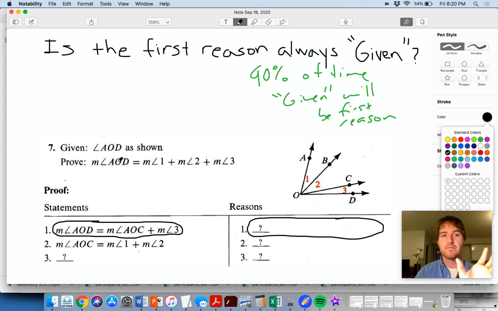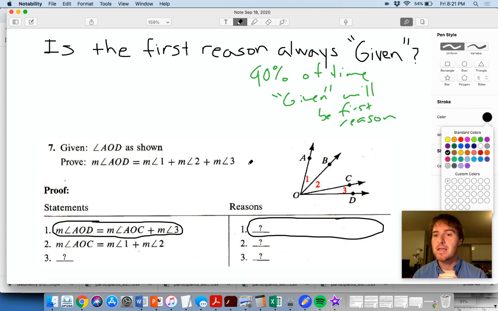So let's just say this is an if-then statement real quick. If we have angle AOD as shown right here, then we can conclude, we'll be able to prove, that the measure of angle AOD would have to equal the measure of angle 1 plus the measure of angle 2 plus the measure of angle 3. So if we're thinking about what we're trying to prove here, it's that if we have angles 1, 2 and 3 adjacent to one another, then this largest angle would be the sum of the 3 angle measurements.